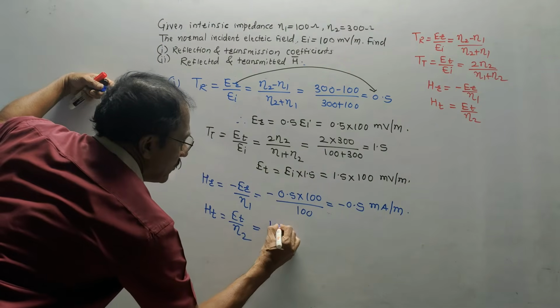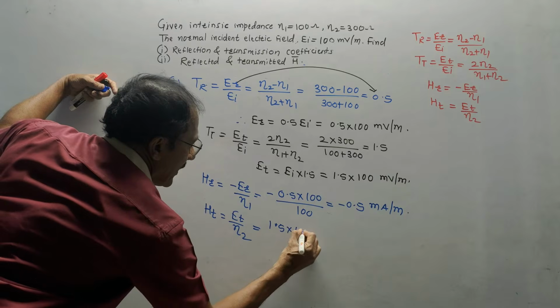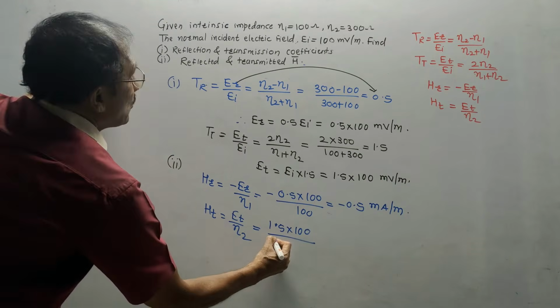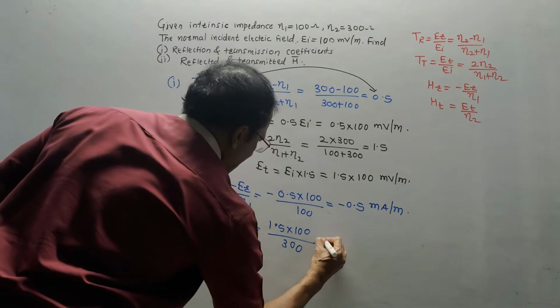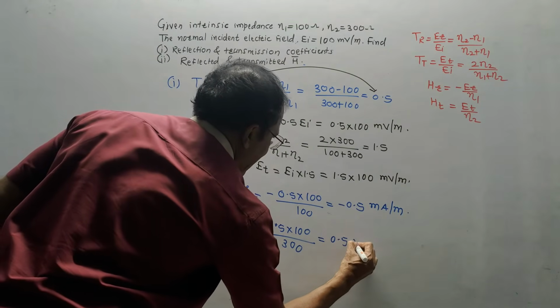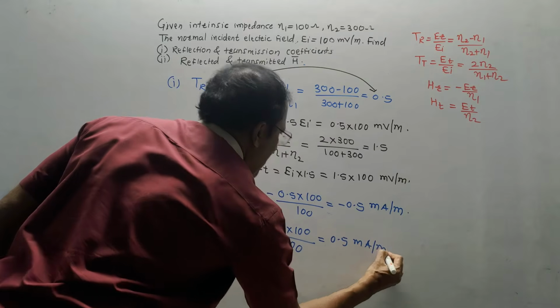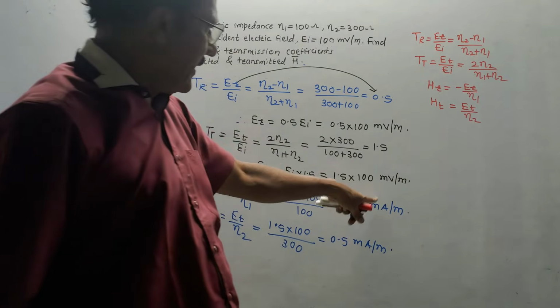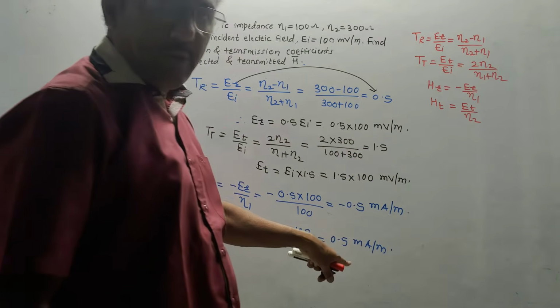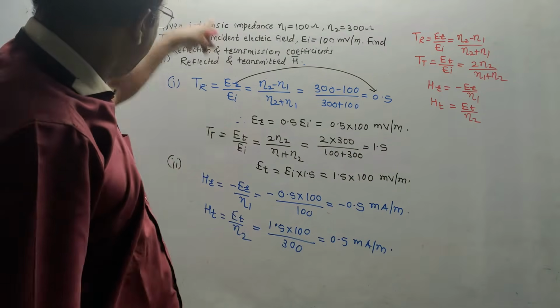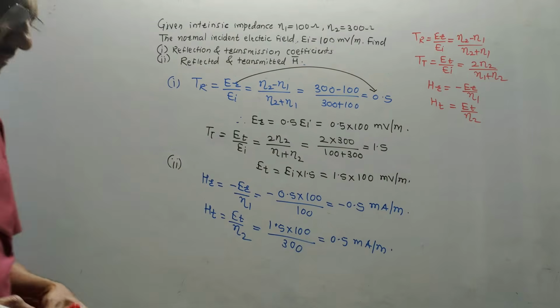So I have this value 1.5 into 100 upon eta 2. Value of eta 2 is 300. So I will get 0.5 again milliampere per meter, because I haven't converted any millivolt or milliampere, whatever, in terms of basic unit. So this is the final answer of HT.